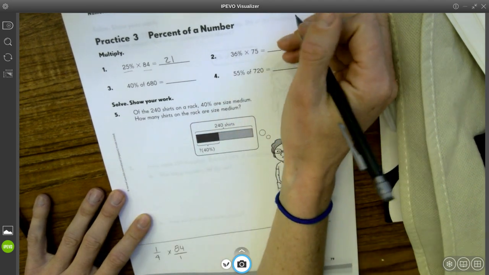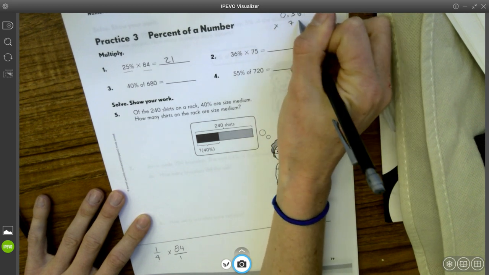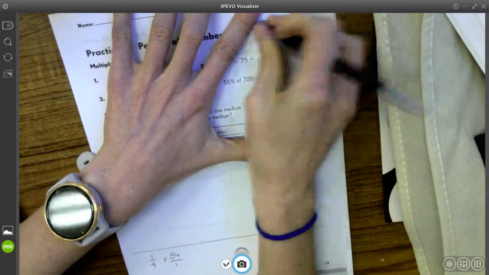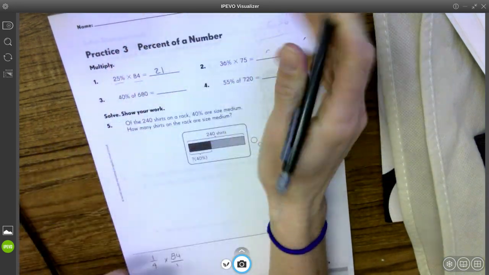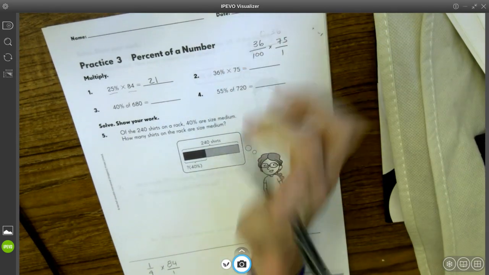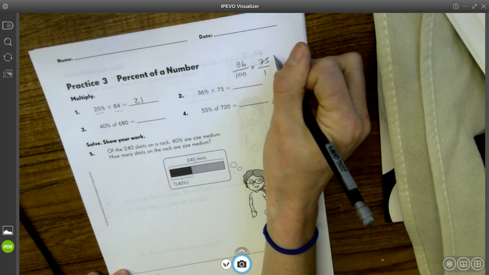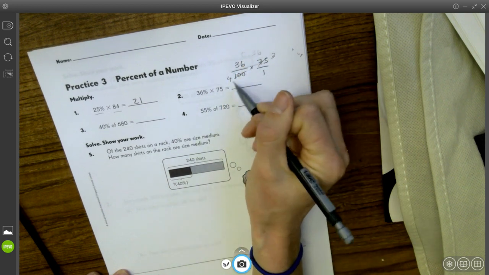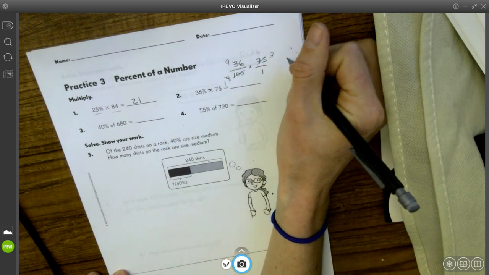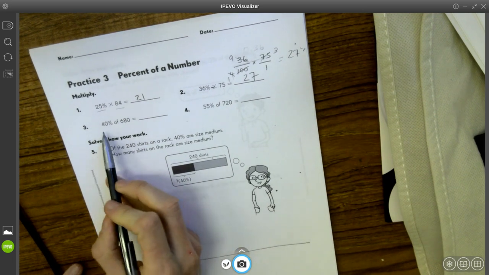36% of 75. I'm going to make this into a decimal. 36% times 75. Actually, let's do it this way. I'm going to make it a fraction. 36/100 times 75 over 1. I'm going to factor out any numbers. 100 and 75 have 25 in common. 4, 36, and 4 have 4 in common. 9 and 1. 9 times 3 is 27. 27 times 1 is 27. 27 is my answer. All right, and that makes sense, right?